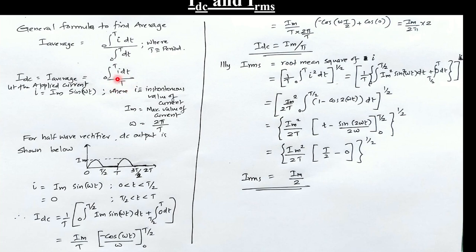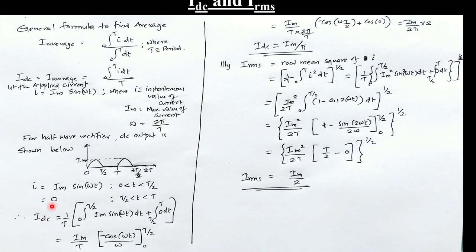Here it is current, so we take it as small i, and T is the period of the signal. For a half wave rectifier, if we consider the DC output, it is shown like this: it starts at 0, then reaches a maximum value. This value is called Im, and then it becomes 0, then continues until the next positive half cycle appears. So 0 to T is the period of the rectifier output for a half wave rectifier. So i is the instantaneous value of current, which is equal to Im sine omega t for 0 to T by 2, since this is a sine wave. So for 0 to T by 2, i is Im sine omega t, and from T by 2 to T, i is 0.